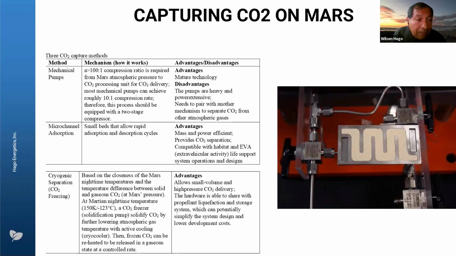Microchannel adsorption is probably the best approach, because there are several companies, such as Carbon Engineering and Global Thermostat, doing this. Basically, you use a zeolite type of adsorbent, and then you have repeated cycles of adsorption and desorption of the carbon dioxide. So you're able to extract the carbon dioxide from the Martian atmosphere and deliver it in concentrated form to another process.